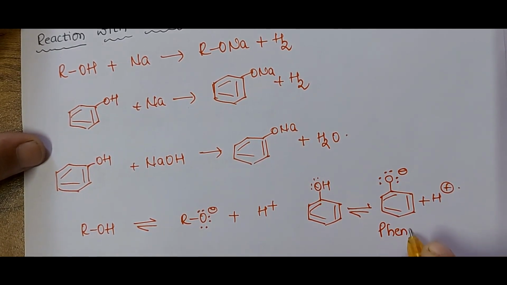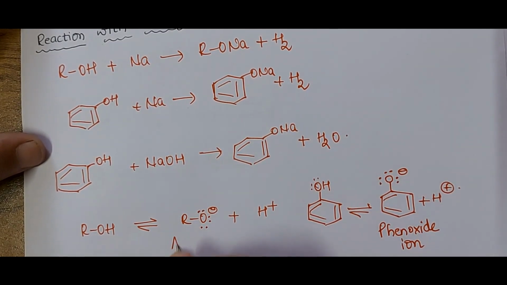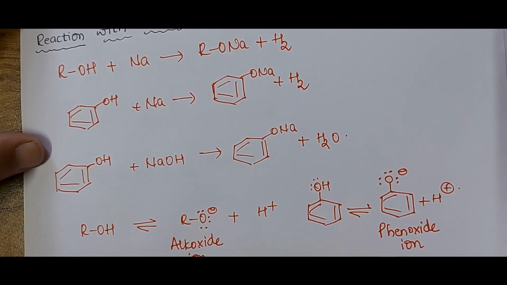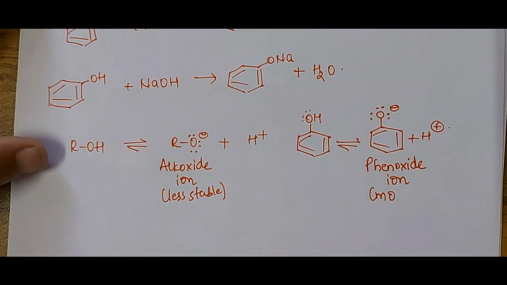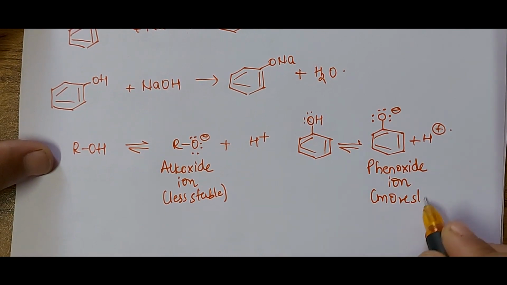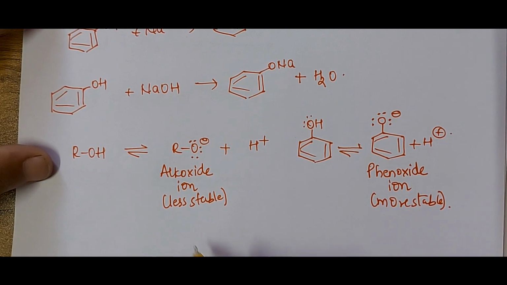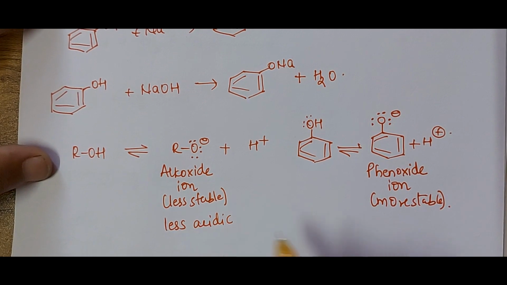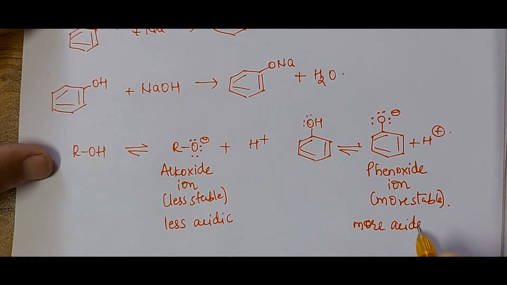For an alkoxide ion, first we'll consider that it has an electron pair on the oxygen atom, but you cannot write the resonance structures for it. And since you cannot write the resonance structures for it, this alkoxide ion is less stable. Whereas you can write the resonating structures for phenoxide ion, hence it is more stable. And the less the stability, the less is the acidity. So alcohols are less acidic, whereas comparatively phenols are more acidic.